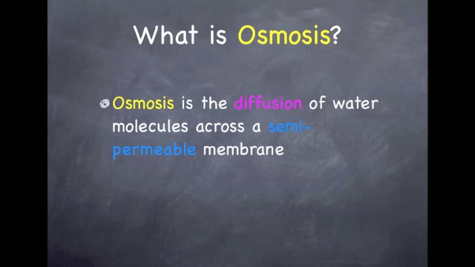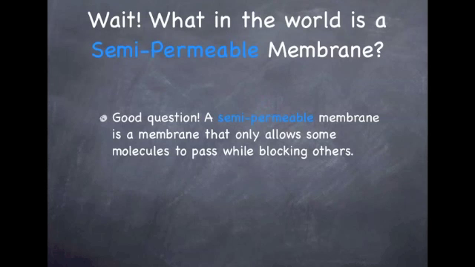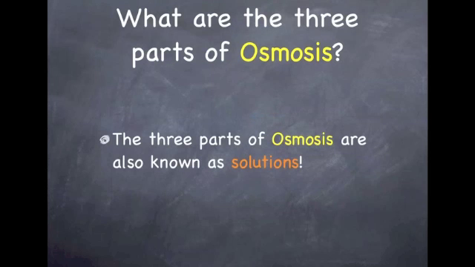So, next step, what is osmosis? Osmosis is a diffusion of water molecules across a semi-permeable membrane. But wait! What in the world is a semi-permeable membrane, you ask? Good question. A semi-permeable membrane is a membrane that only allows some molecules to pass while blocking others out.